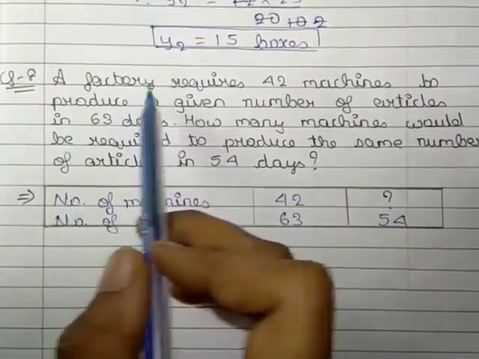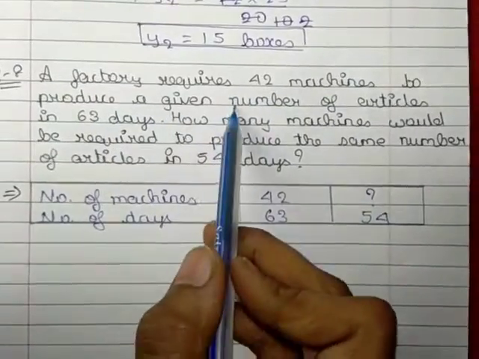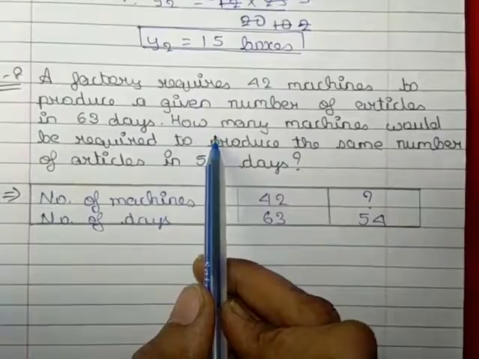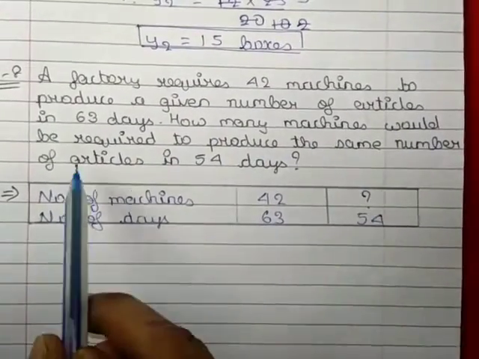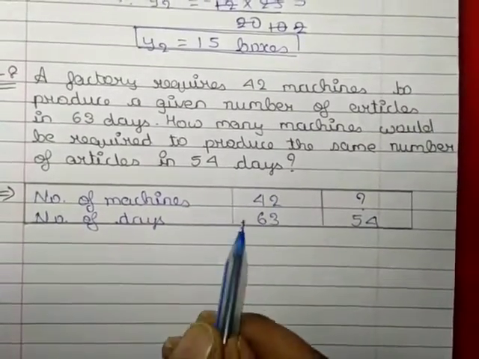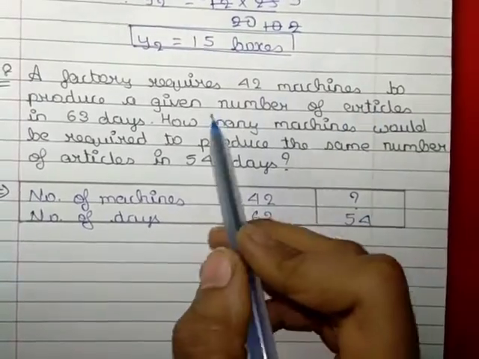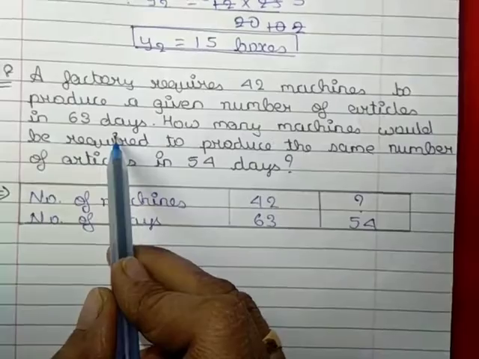Question 8. A factory requires 42 machines to produce a given number of articles in 63 days. How many machines would be required to produce the same number of articles in 54 days? So some number of articles are there which the factory produces. By 42 machines it takes 63 days.